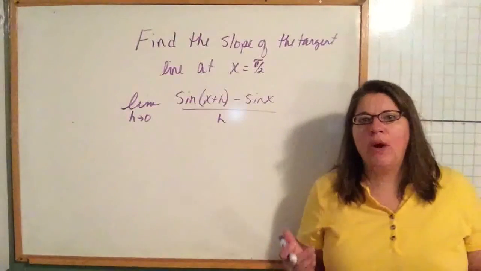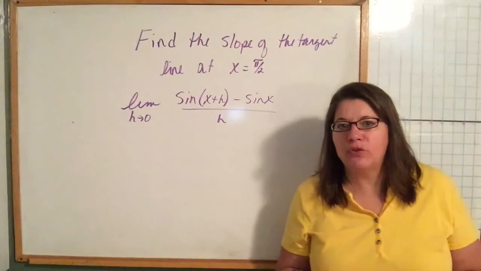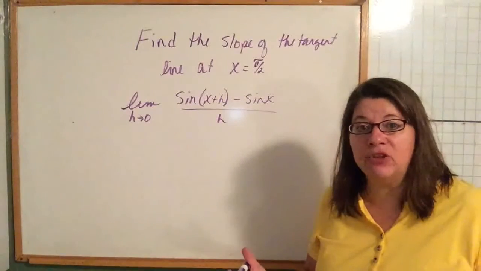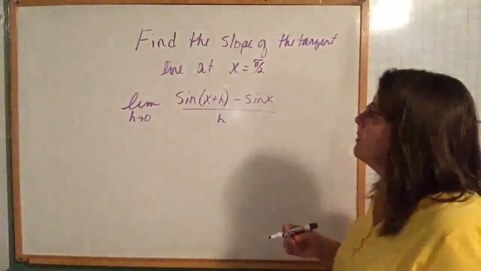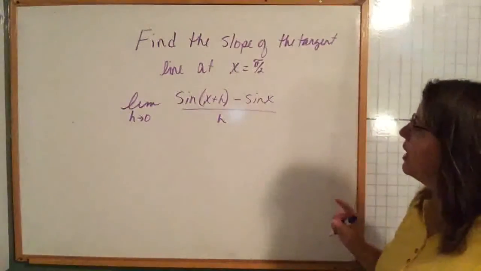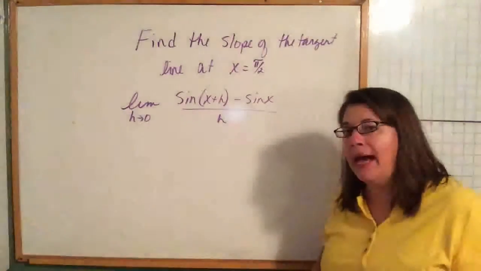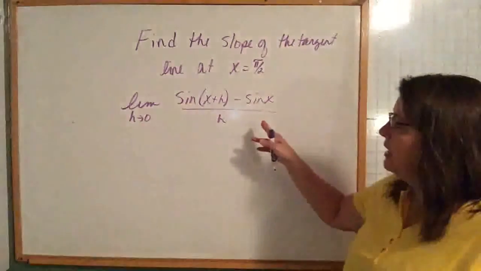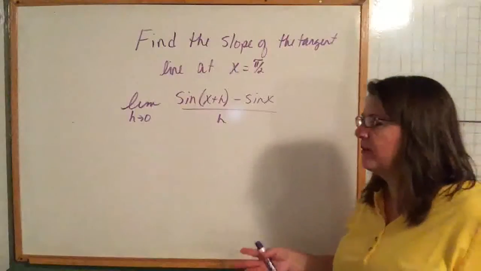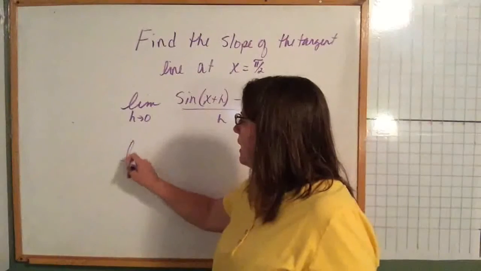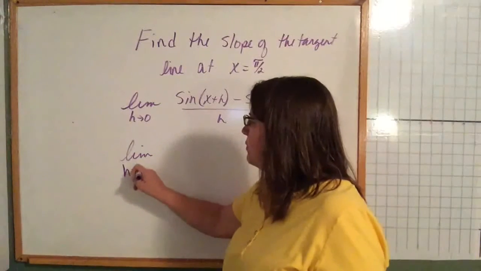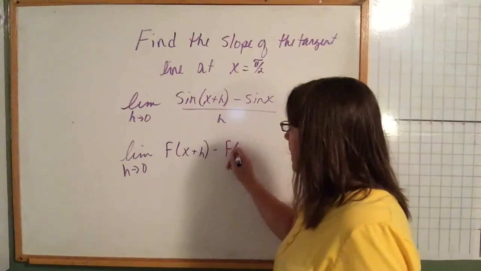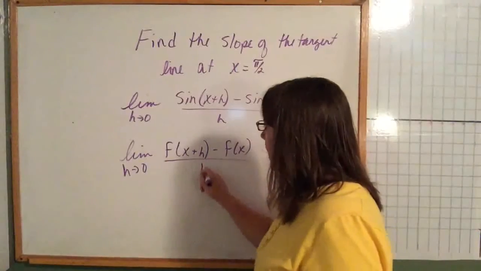Okay, so why is the definition of a derivative useful? We said in the beginning of the notes that one of the things that you can find using the derivative is the slope of the tangent line at a specific point. Okay, so here they're asking you to find the slope of the tangent line at x equals pi over 2. What they're asking you to do here is figure out what function is within this problem in the derivative definition. If I write that down, it's the limit as h approaches 0 of f of x plus h minus f of x all over h.